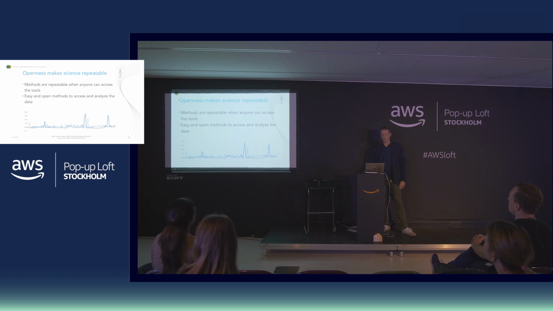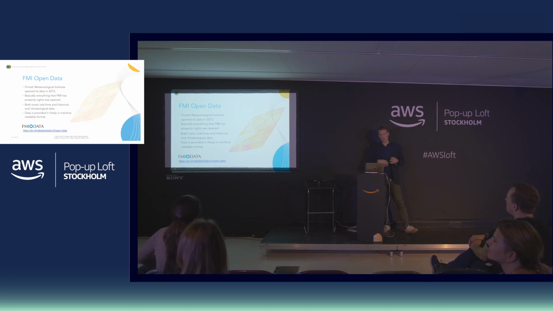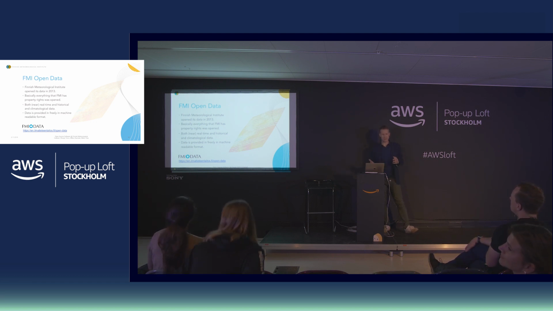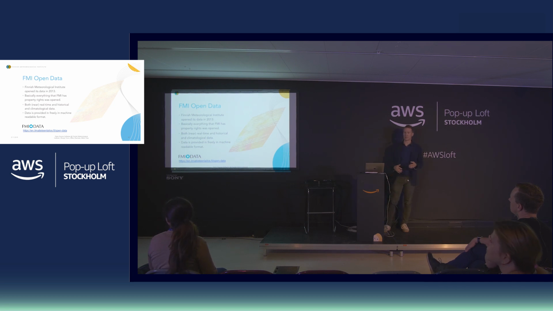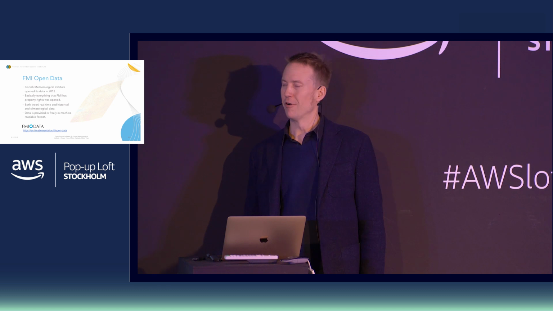Okay, that's about philosophy. Going to practice. As I said, FMI, the Finnish Meteorological Institute, has a very strong open data initiative. Since 2013, basically all our data has been open. In 2013, we tried to open everything we have property rights to open. And that means that in our open data portal, there's very vast data content. There are weather observations, historical weather observations, climatological data, climatological scenarios, weather prediction data, weather forecasts, marine observations, marine forecasts, air quality data, and so on. Lots of data.